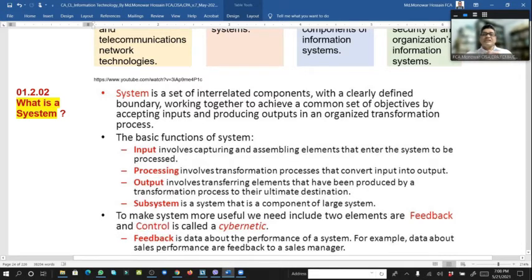System is a set of interrelated components with a clearly defined boundary, working together to achieve a common set of objectives by accepting input and producing output in an organized transformation process. So there are a lot of things. A set of interrelated components, one thing; clearly defined boundary; working together to achieve a common goal, a set of objectives; by accepting input, what is given as the input, and producing output, in a transformation process. So everything is within this definition.